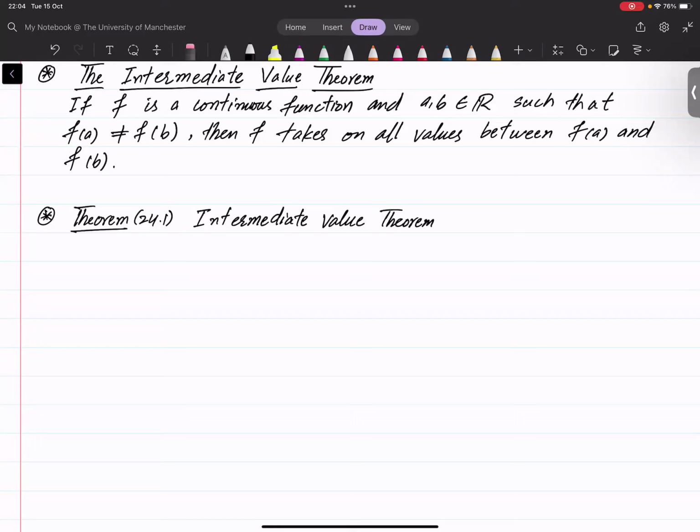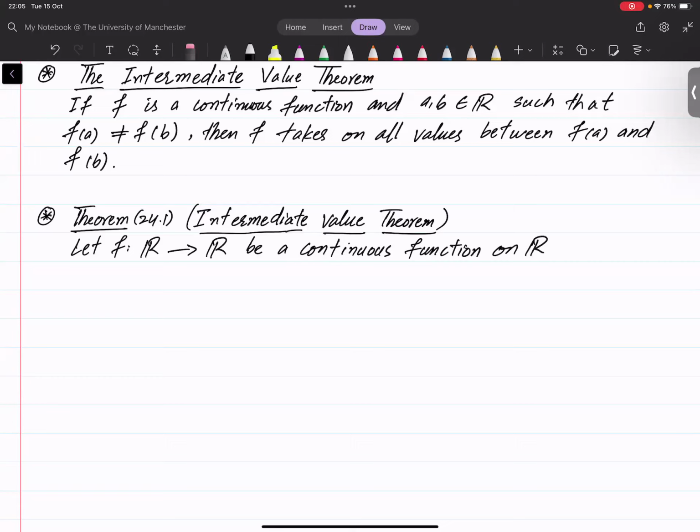Intermediate value theorem. The statement is: let f be a function from real numbers to real numbers, a continuous function on R, and let a, b be real numbers with the condition that a is less than b, and f of a is not equal to f of b.